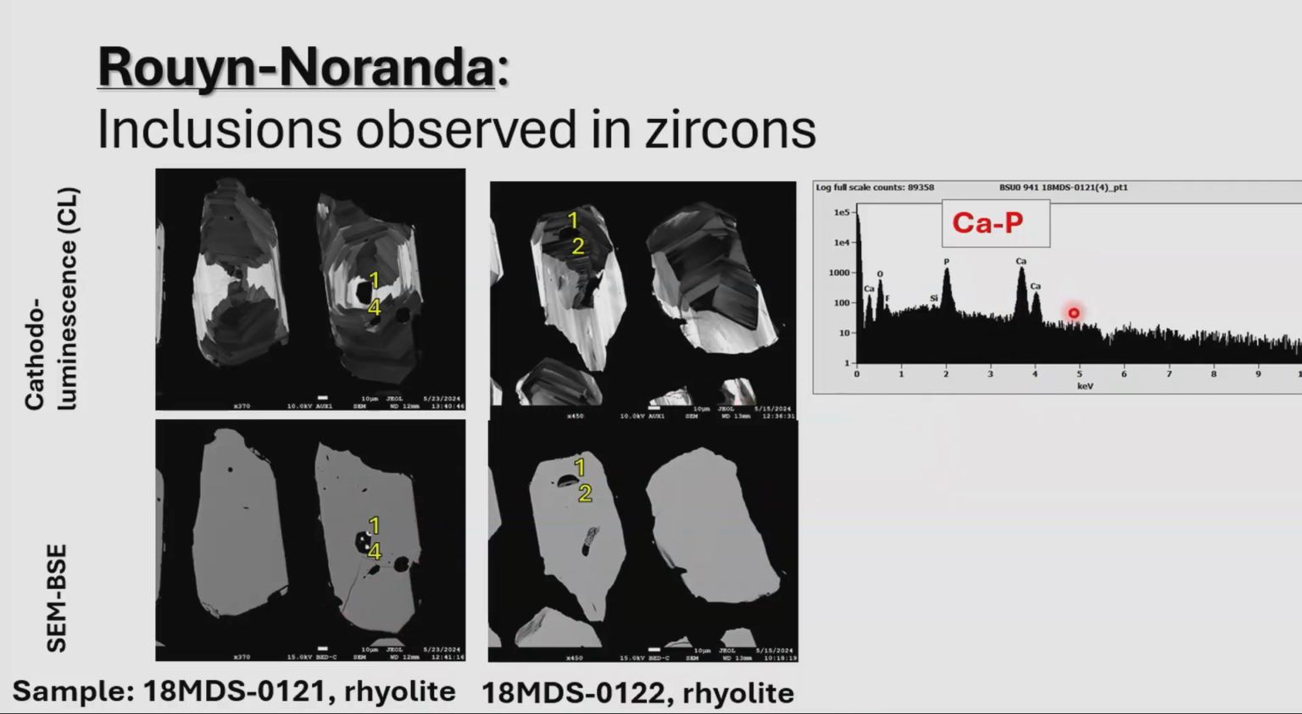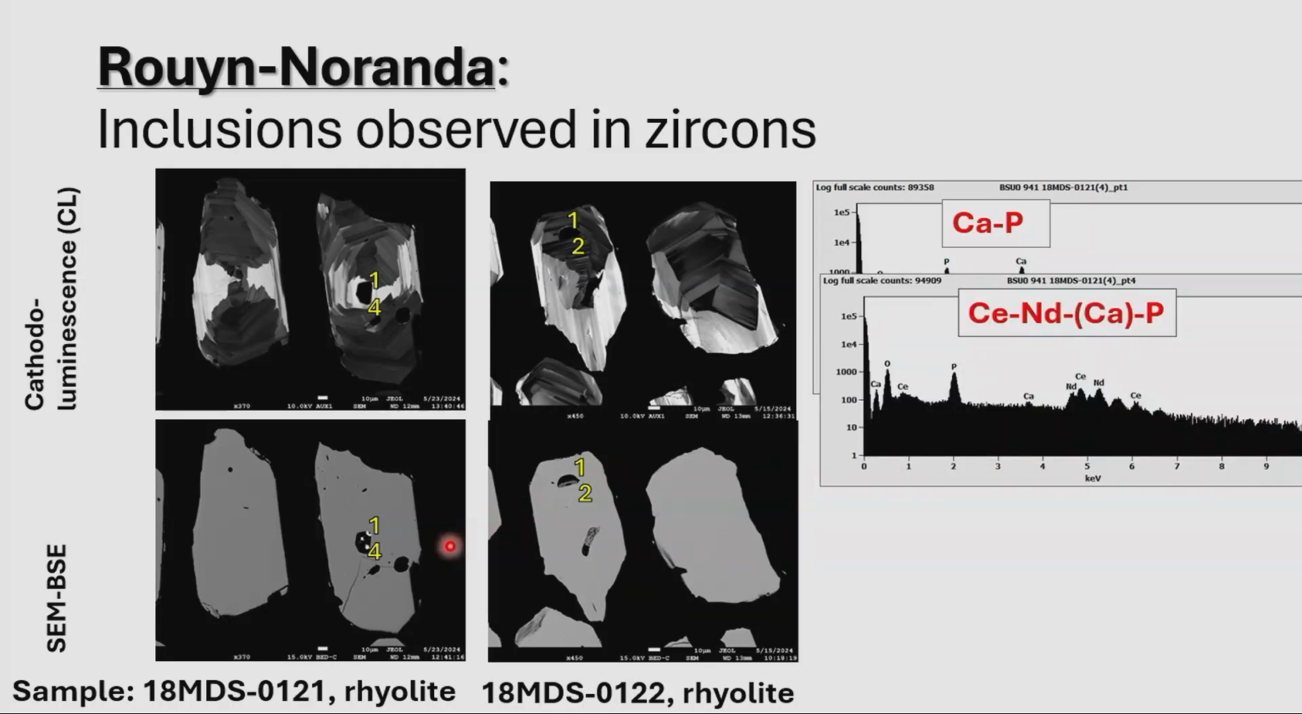It's enriched in calcium and phosphate, and there is a small peak of potentially fluorine. So again, we see that similarity. Another bright grain here in the center of the zircon is showing enrichment in light rare earth elements, so cerium, neodymium, we have calcium that's just showing up weakly, and phosphorus.